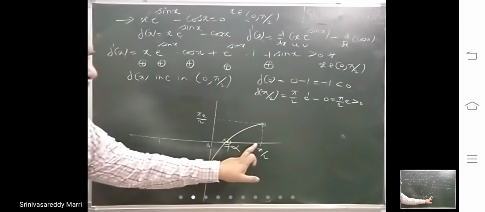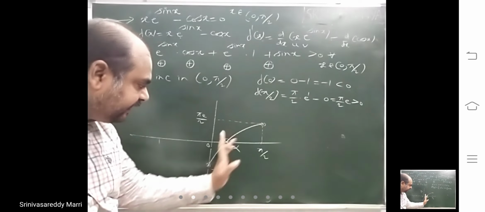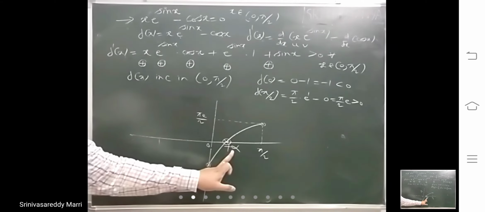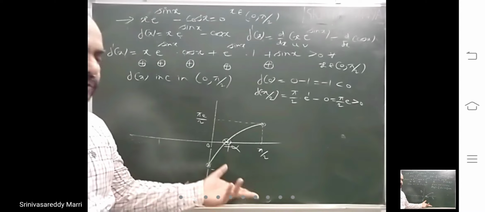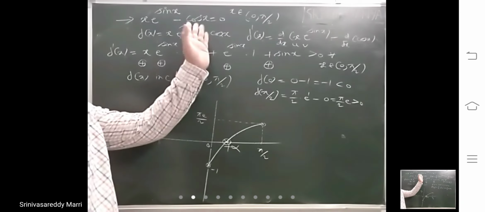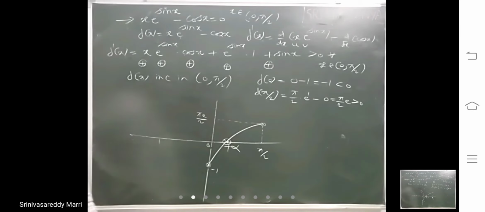Because from 0 to pi by 2 it is increasing, f of 0 is negative and f of pi by 2 is positive. Connect from bottom to top, it will definitely cut. What that root is you don't know, but there is one root. You cannot solve that equation directly. Only you can say one root will be there. Like that. Take another problem.